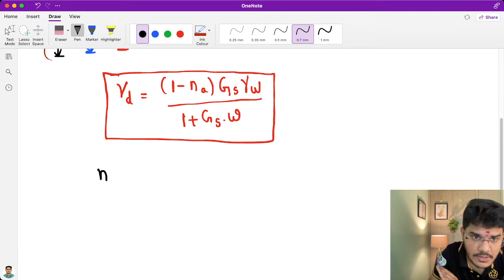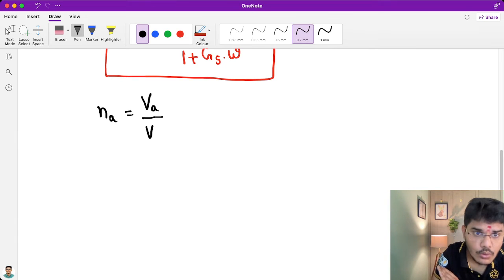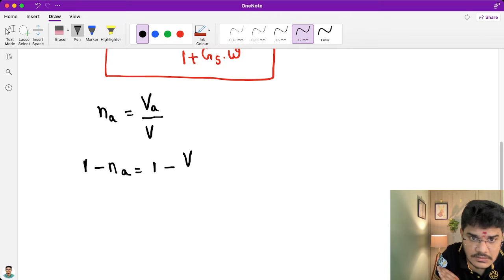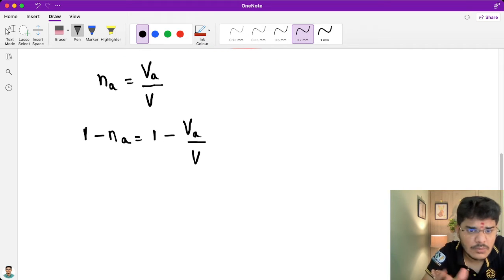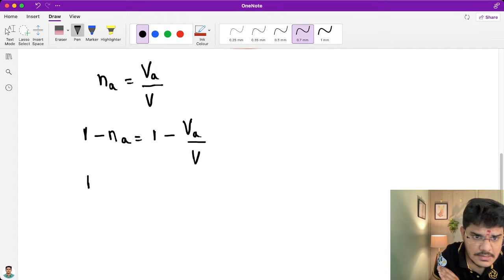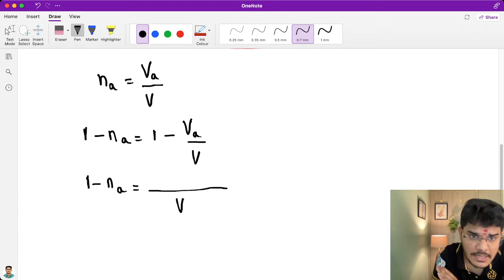Percentage air voids is equal to volume of air to the total volume. Now I am adding plus 1 on both sides. So 1 minus percentage air voids is equal to 1 minus volume of air by the total volume. So I am taking LCM. If I take LCM, the total volume will come here.